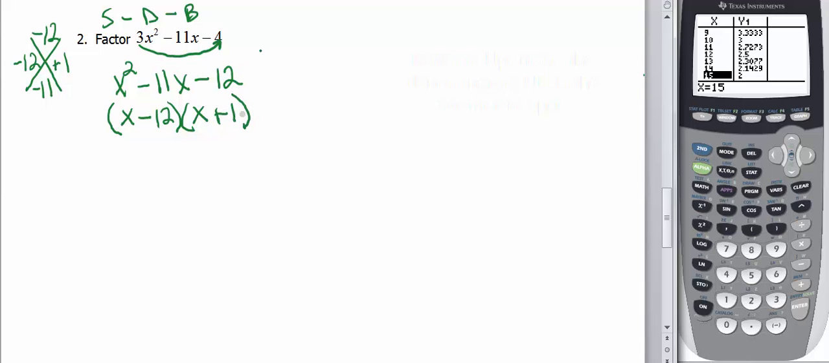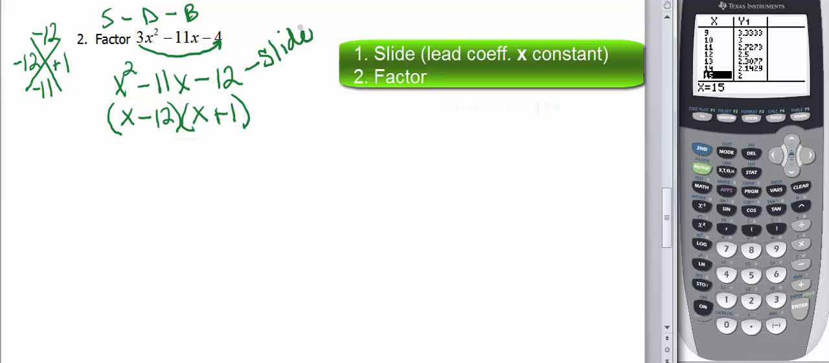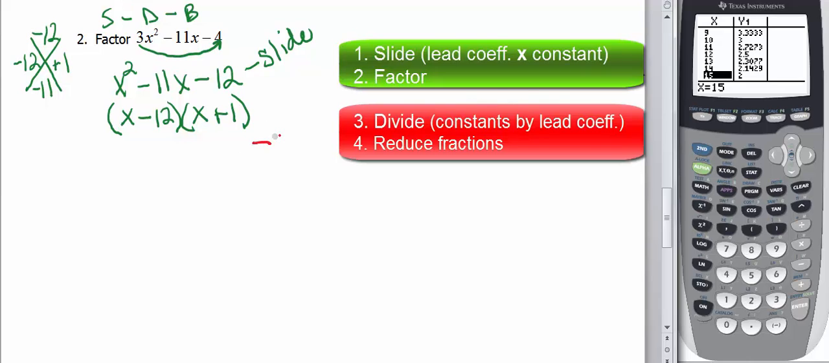So let me remind you here, this was slide, and now I'll change color so we can do the next thing, and that's going to be the divide. And remember, in this case, we're going to divide by 3, the leading coefficient. Okay, so we multiplied it, we're going to slide and multiply by 3, and then we're going to divide by 3. So the constants always get the sliding and the dividing.